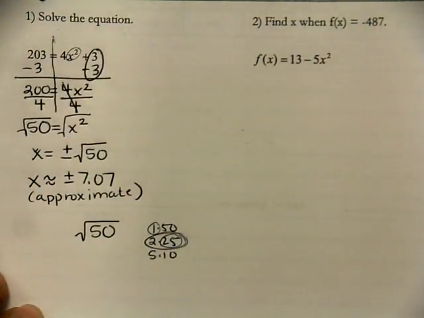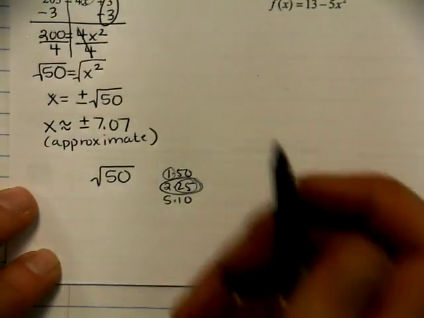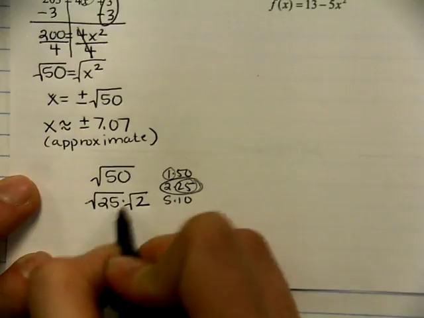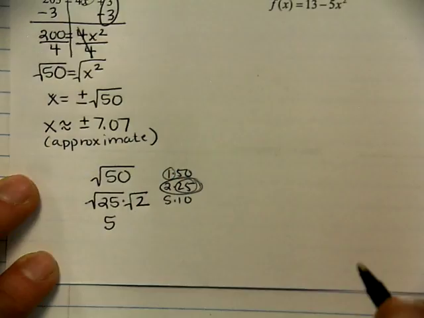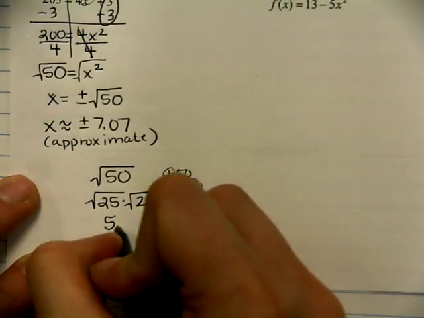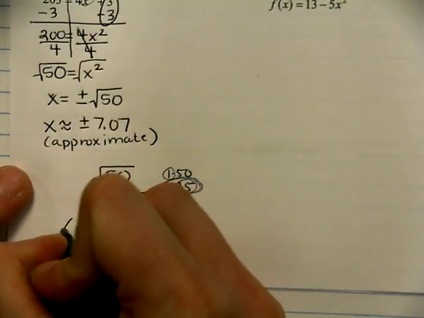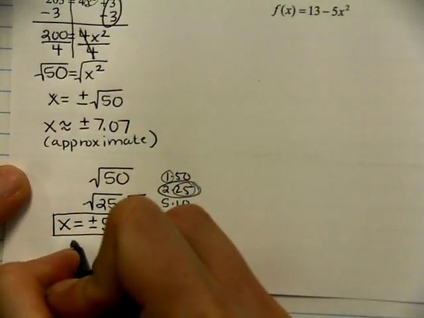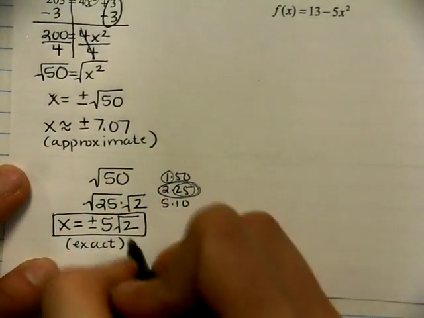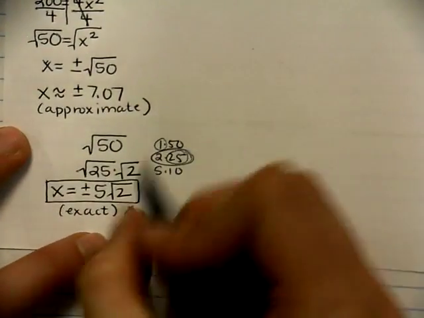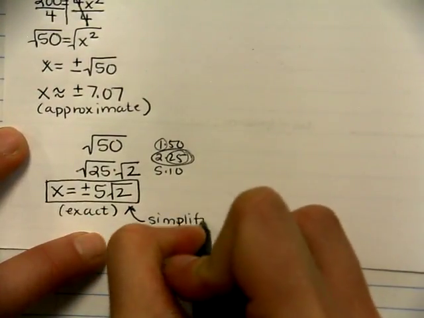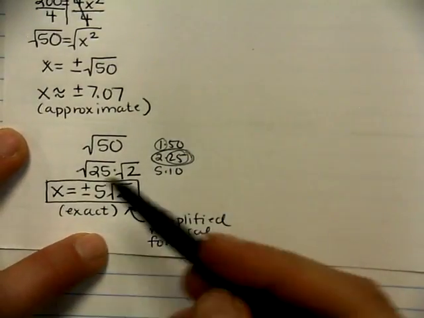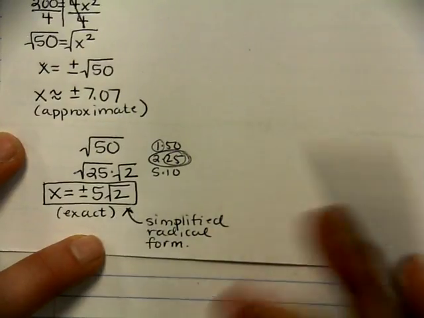I'm going to use these factors to break apart 50. So I'll say that this is really square root of 25 times square root of 2. Square root of 25 is 5. Square root of 2 is irrational because 2 is not a perfect square, so this remains square root of 2. So my exact answer would be x equals plus or minus 5 root 2. Again, this is your exact answer, or another way to say this is simplified radical form. This is the answer I'll be looking for on a quiz or test.